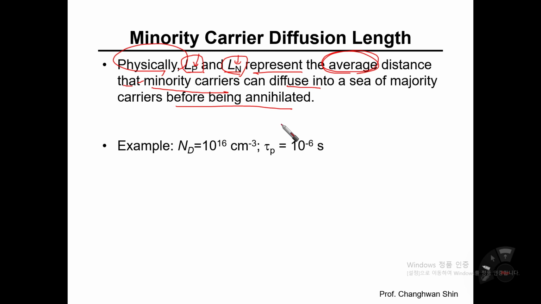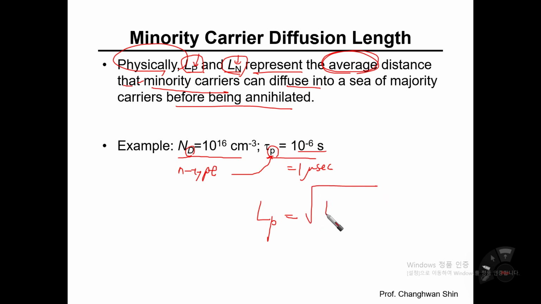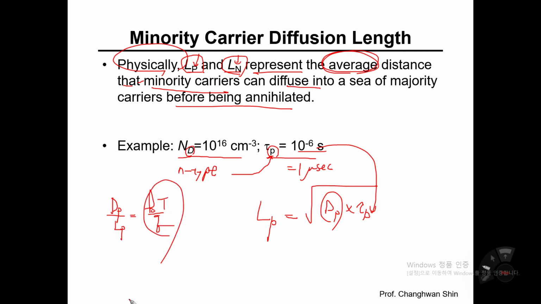So for example, the doping concentration is 10 to the 16, and the minority carrier lifetime, in this case donor, right? So n-type material, so the minority carrier is the hole, and the lifetime is 1 microsecond. What is the diffusion length? Yes, square root of Dp times tau p. You know this tau p. What about Dp? How to get it? Yes, I have already explained it. Dp over mu p is what? kT over q, the Einstein relation.